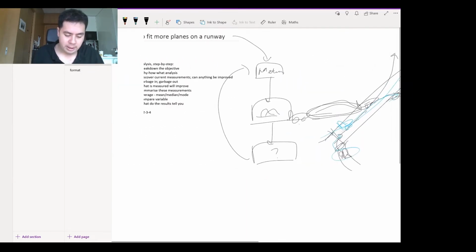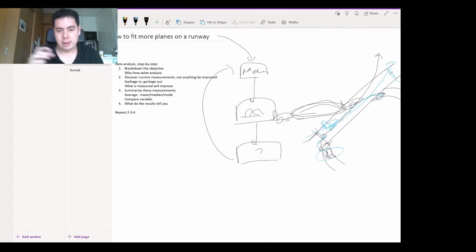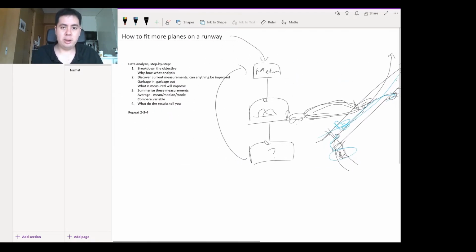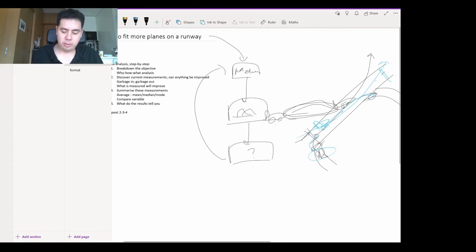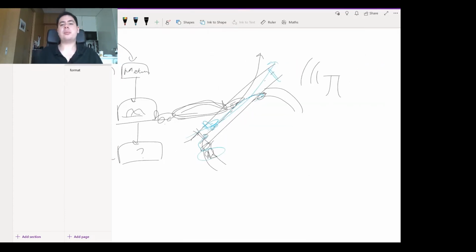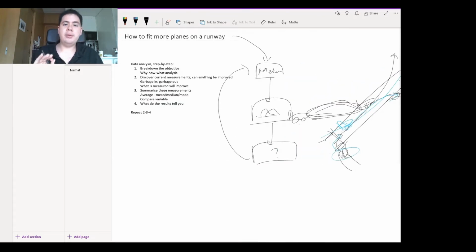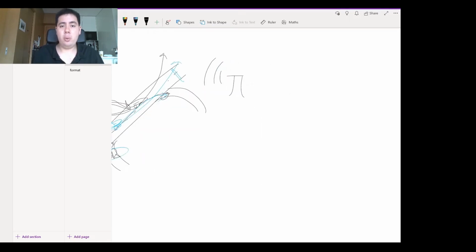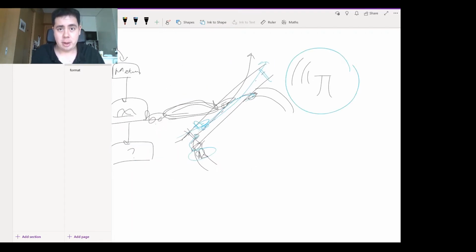Okay, so moving on, discover our current measurements. Can anything be improved? So there are our current measurements. They've come out of the first analysis on what we're measuring. When looking at your current measurements, it's important to consider the quality of the source information. This is the garbage in, garbage out principle. So where is the data coming from? What is the source? So I've talked about using radar data at the moment.